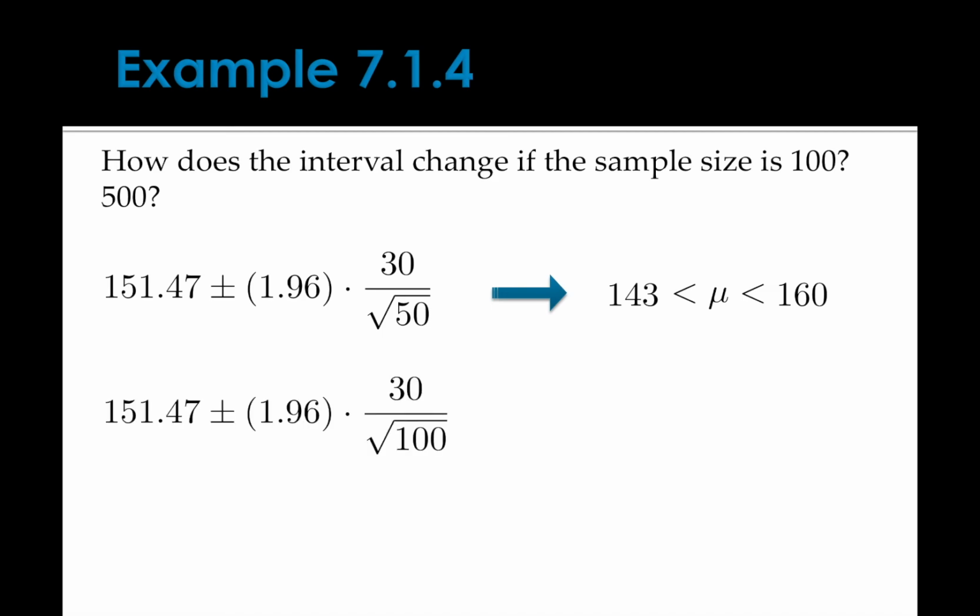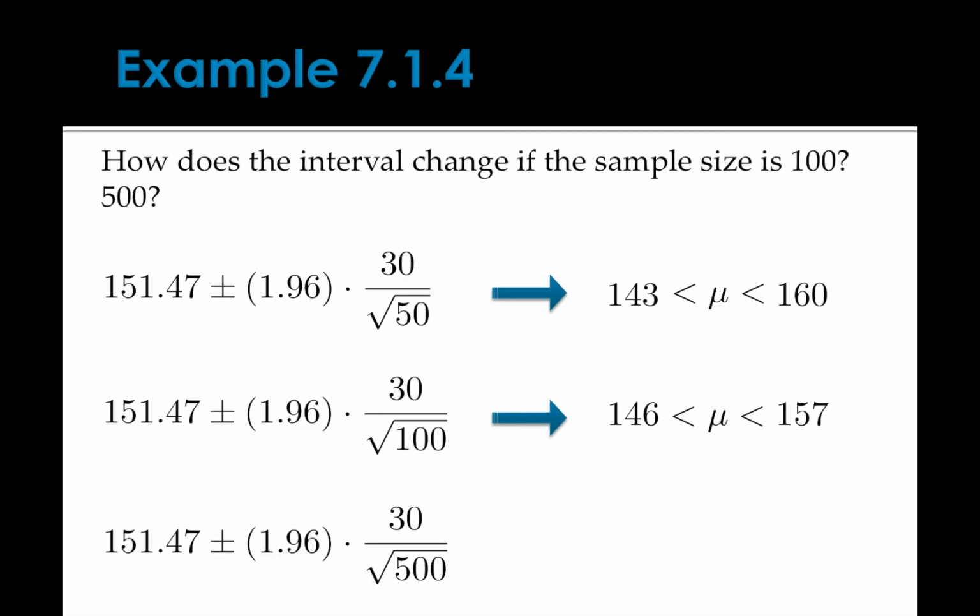All right, so all I did was to replace that square root of 50 with a square root of 100. Okay, so if I do that calculation in my calculator, do the subtraction, do the addition, you would get 146 to 157. All right, and then let's do it again for 500. Okay, so again, I copied exactly the same numbers, just replacing that 100 with a 500. Okay, and if you do that, your low bound is 149 and your upper bound is 154.